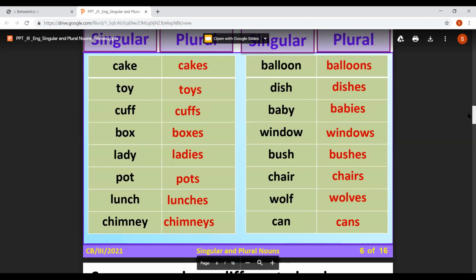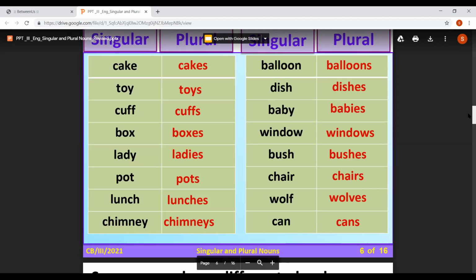So there are some more examples we are reading now. The singular form of the noun is there, and the plural form of the noun is also given in the reading. Cake, cakes; toy, toys; cup, cups; box, boxes; lady, ladies; pot, pots; lunch, lunches; chimney, chimneys. Students, I want you to observe some important things. You have learned that to make a singular into plural, you need to add -s, right?